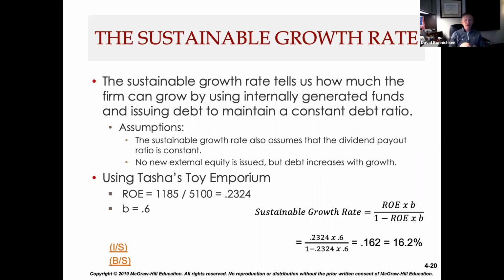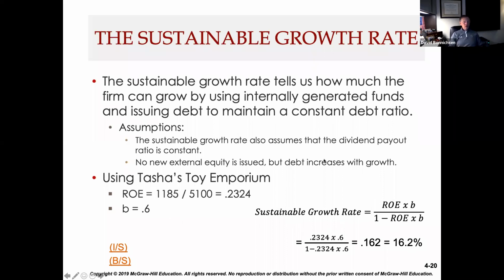Return on equity for Tasha was the 1,185 of net income divided by the total equity of 5,100. So we have a return on equity of 23.2%. B is still 60%, the retention ratio. So our sustainable growth rate is actually 16.2%.